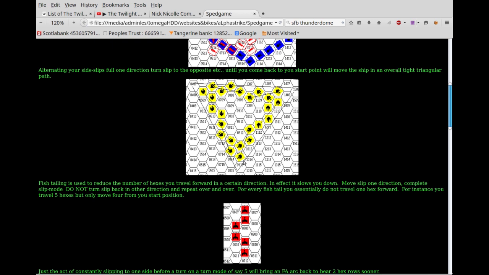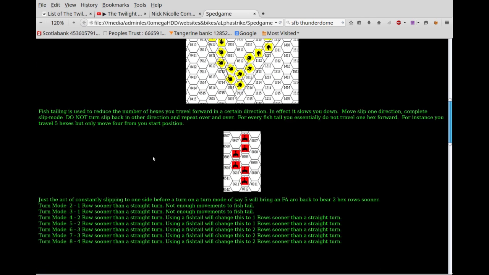So here's an example of the ISC doing that. Right here, we'll start here, the ISC turns, slips, goes forward, slips, turns again, slips, goes forward, slips, turns, slips, goes forward, slips, turns, slips, forward, slip, turn, slip, forward, slip, turn, slip, forward, slip. And the overall pattern is a triangular movement.